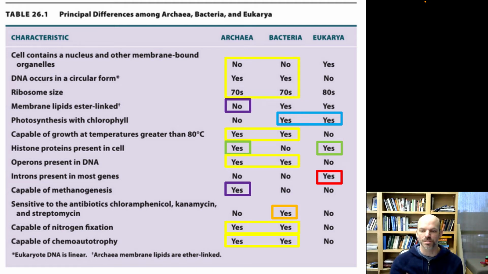This one has an interesting point, which is that bacteria are the only ones that are sensitive to antibiotics. So luckily, no archaea cause any diseases that we know of. And that's good because they are not sensitive to antibiotics. So if we do ever suffer from any infections from archaea, we would not be able to use antibiotics to fight those infections. Those things are probably not a coincidence.